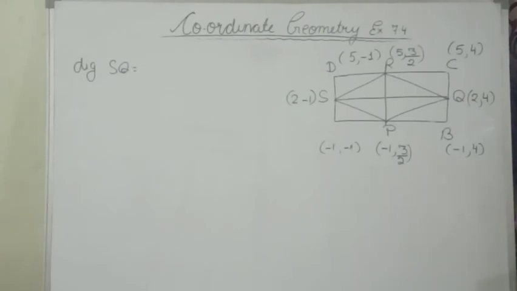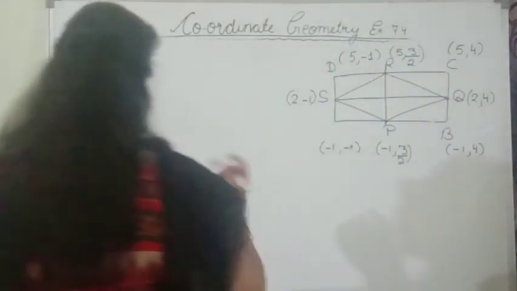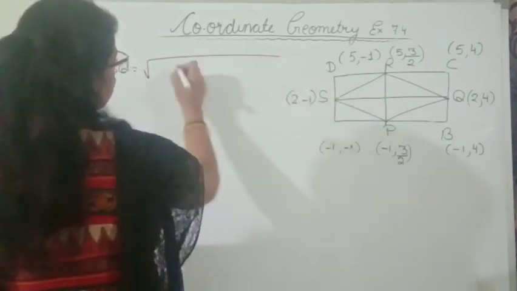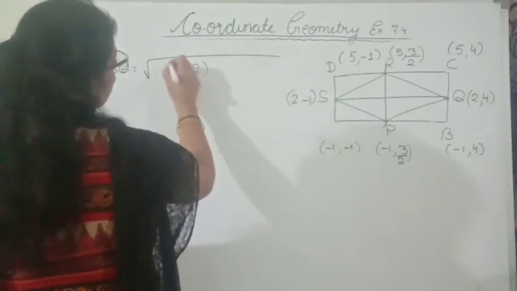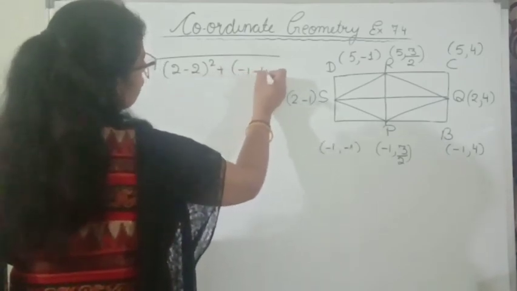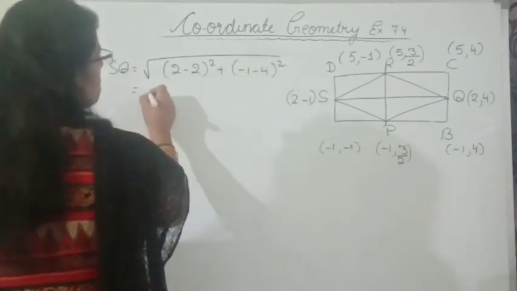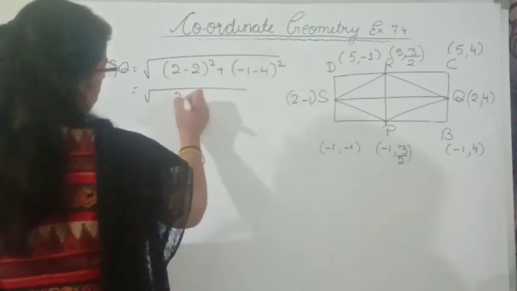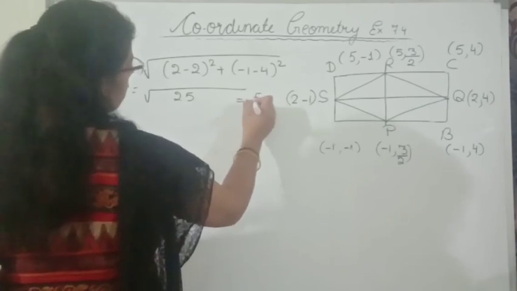So let us find the diagonal SQ very first. Again by distance formula, square root of (x1 minus x2) whole square, (2 minus 2) whole square plus (minus 1 minus 4) whole square. So that means this is 0, 0 square is 0. This is minus 5 ka square, 25. So this is coming 5.